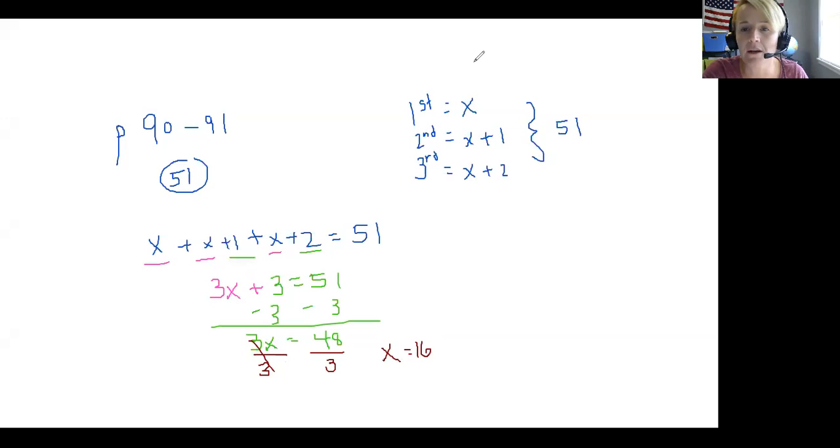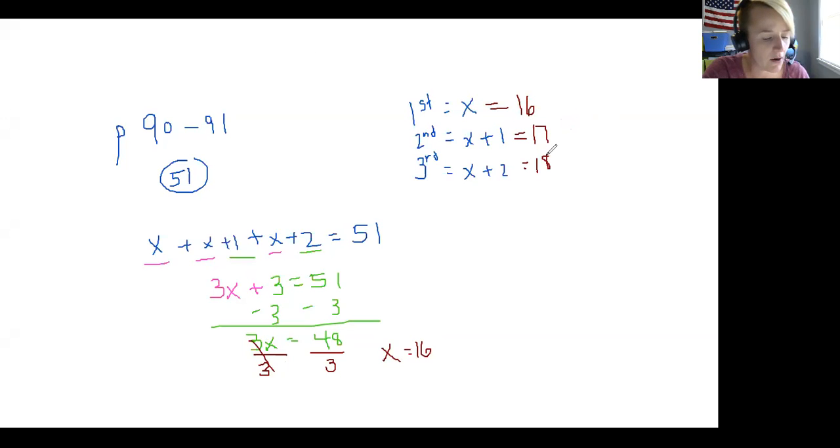Now, what in the world does that mean? Well, let's go back up here. Let me grab my eraser real fast. Okay, we said X was equal to 16, right? So since X is equal to 16, this first number is 16. 16 plus 1, so the second number is 17, and 16 plus 2, so the third number is 18.